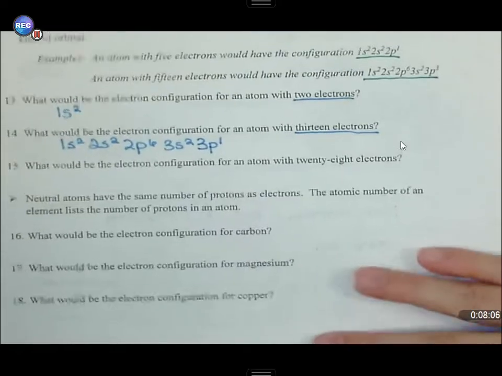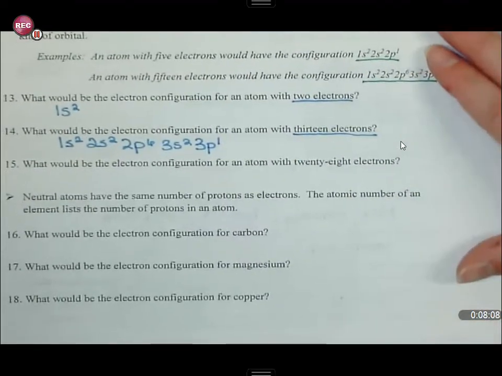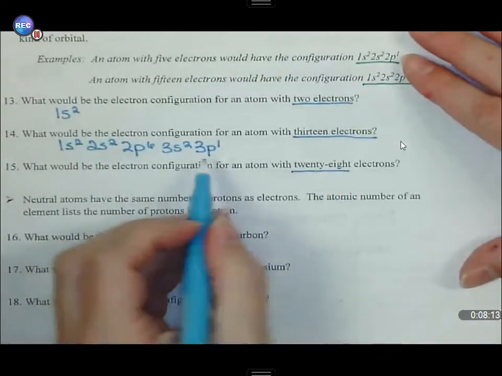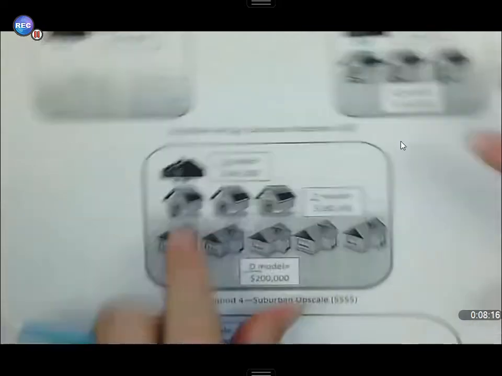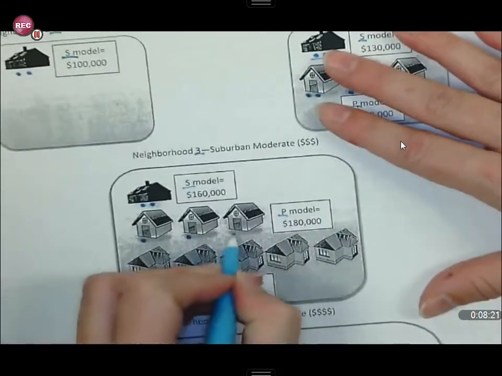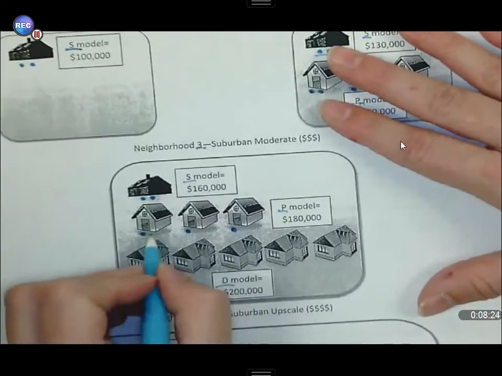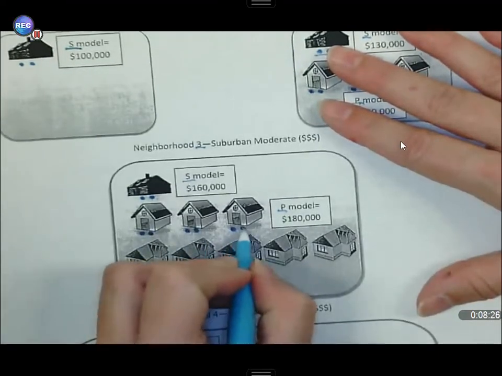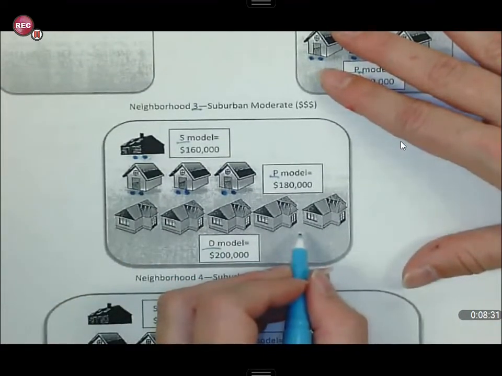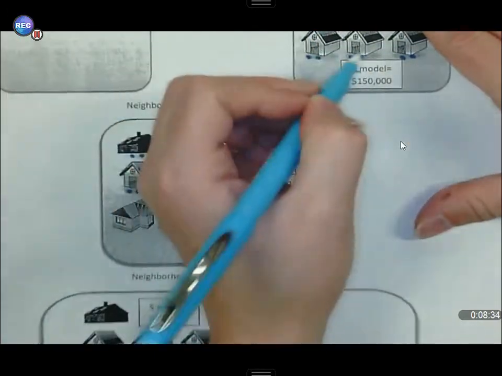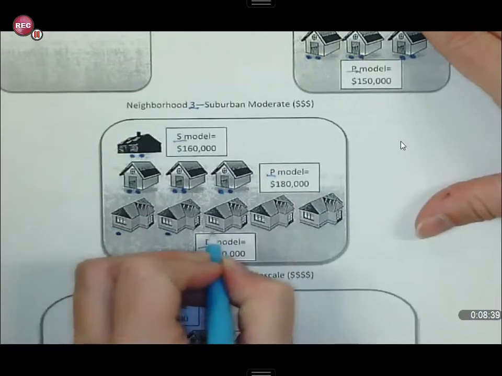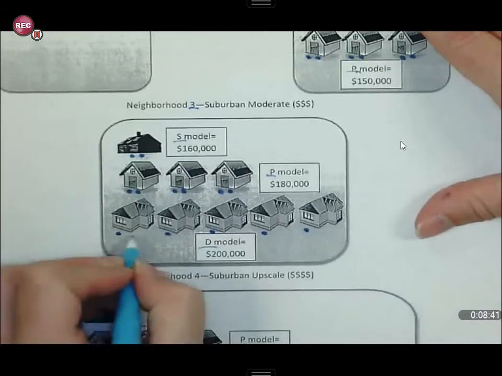Okay, what would be the electron configuration for an atom with 28 electrons? It's a big one. Okay, so 28. Well, right here we have 13, so let's just keep adding. So we have 13. You have to add 1 before you can fill it up with the roommate. 13, 14, 15. Now add a roommate. 16, 17, 18. So that's 18. Now remember, we got to have 1 in each house before we can have a roommate. 2, 4, 6, 8, 10, 12, 14, 16, 18, 19, 20, 21, 22, 23, 24.